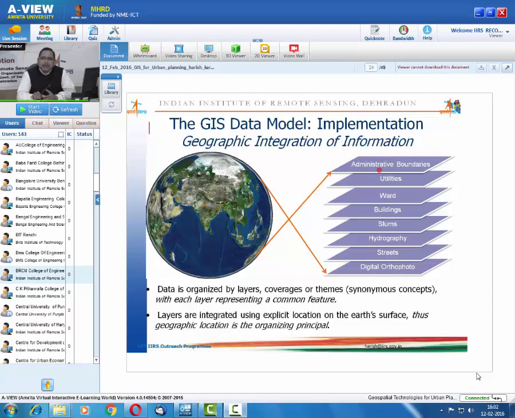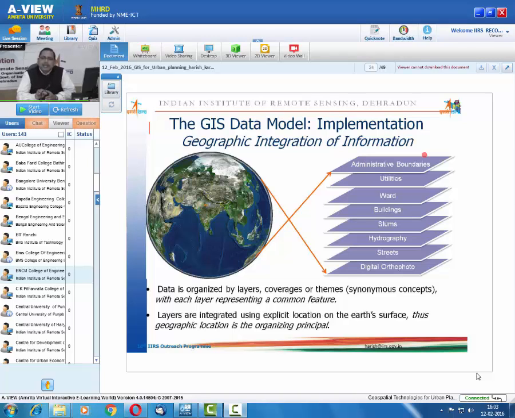So when I am talking about the administrative boundary, this will be considered as one of the layers. Basically a layer is a theme. I am defining a theme. When I am defining a theme, it also includes the geometry. So by using which geometry am I going to define it?